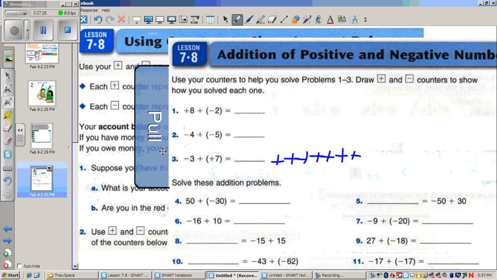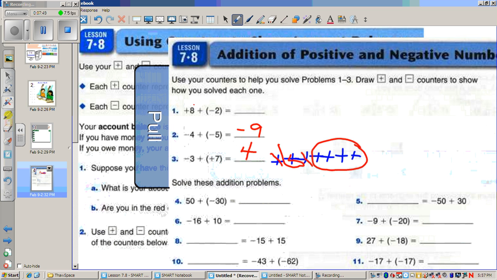So I'm going to take the red. I'm going to take away 1, 2, and 3. How many am I left with? 1, 2, 3, 4. And so then I look and say, am I positive or negative? And I have more positives. So the answer on the line would be 4. And on this line, I know it's negative 9. I think the plus and minus counters really help.